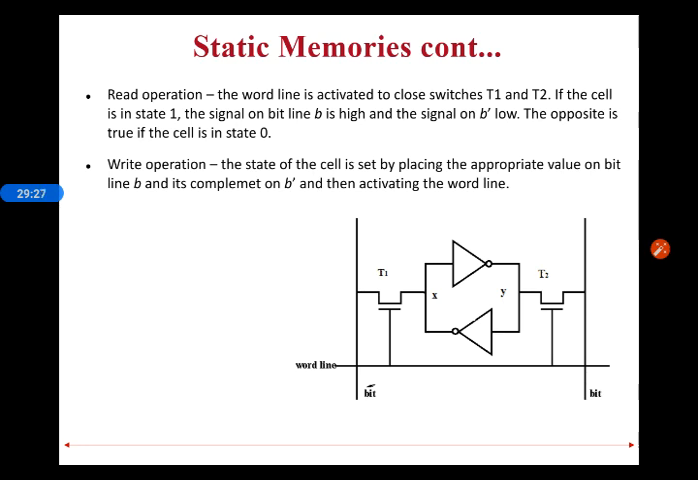And coming to the write operation: the state of the cell is set by placing the appropriate value on bit line B and its complement. So if you want to write some data, we place that data here and the complement here, and then activate the word line. When you activate the word line, T1 and T2 will be closed, and the data will appear here. So that is the static memory read and write operation.